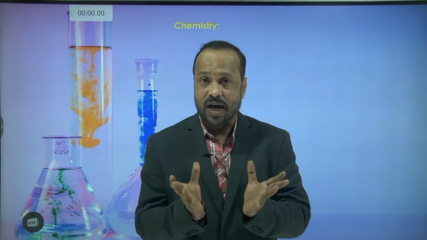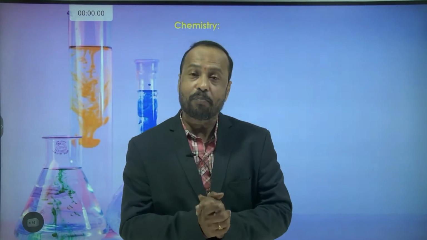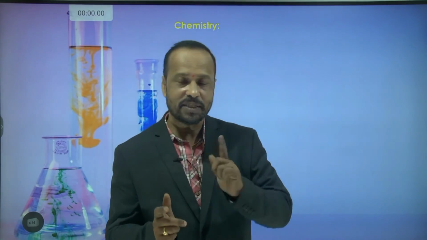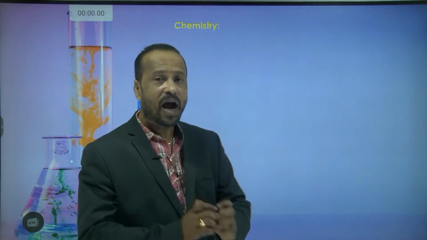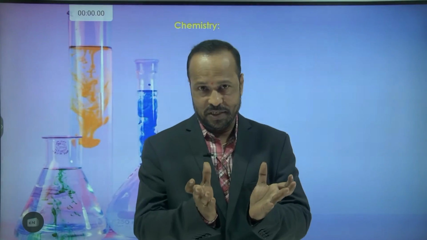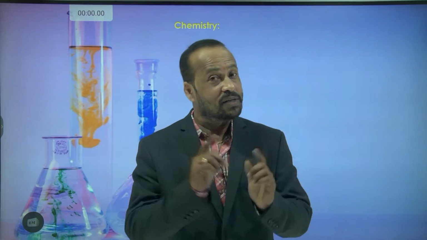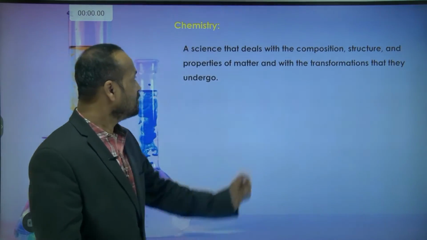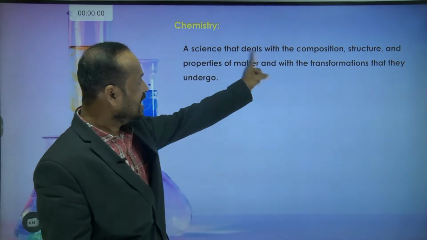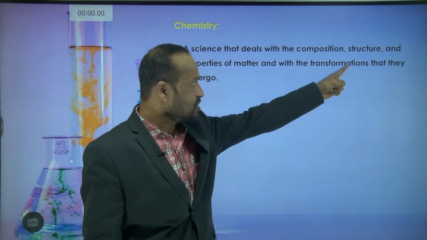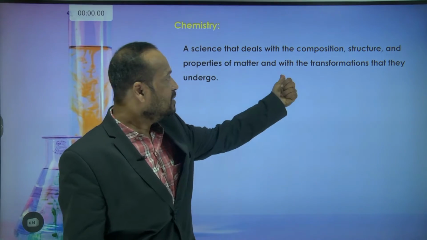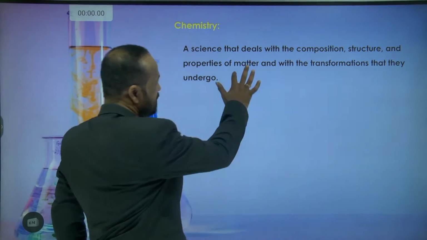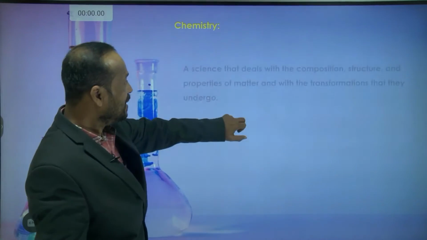And then structure: how does this matter look? And properties. Generally there are two types of properties, called physical and chemical properties, which we learn in the next class. And how does it undergo changes? Under different conditions matter undergoes some changes. So all these things we are going to discuss in chemistry. So chemistry is a science that deals with the composition, structure and properties of matter and with the transformations that they undergo. Okay, so all this is about matter now. But what is matter?